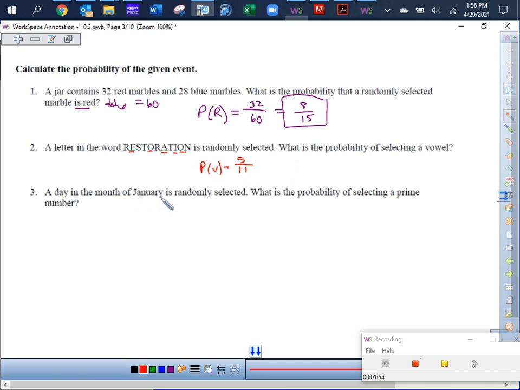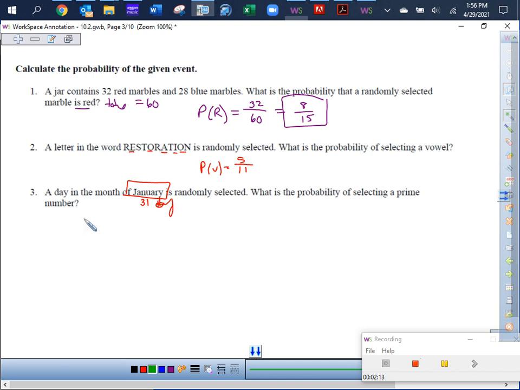A day in the month of January is randomly selected. What is the probability of selecting a prime number? Well, some basic skills. We need to know that January has 31 total days. Right, so there's 31 days, and we have to find a prime number. Remember, a prime number is a number that is only divisible by itself and 1.